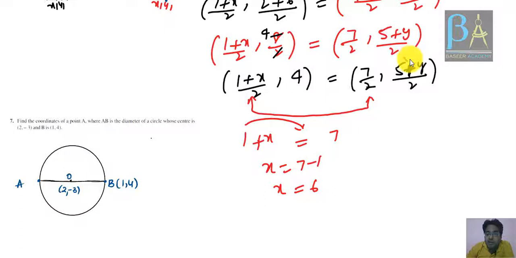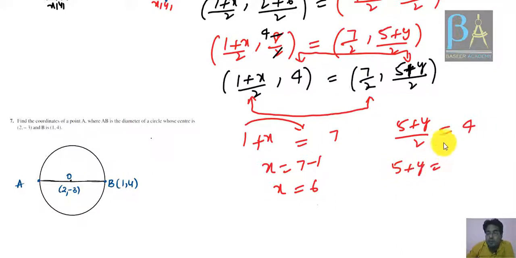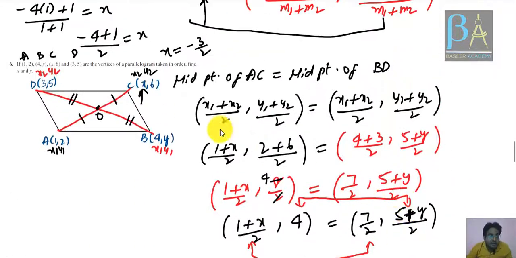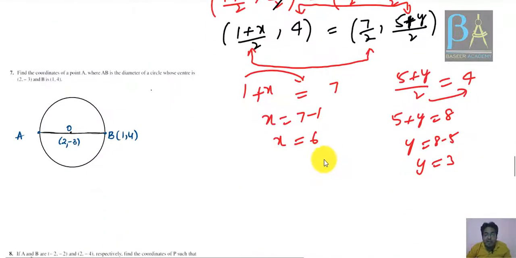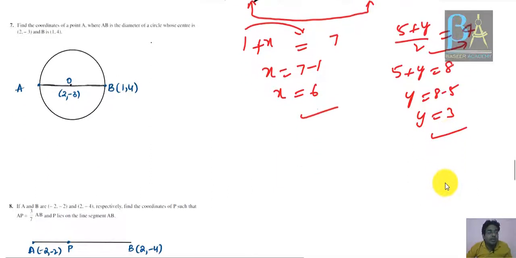Now to find out the value of y, let me compare the y coordinates. So (5 plus y) by 2 is equal to 4. 5 plus y is equal to 2 into 4, which is 8. y is going to be 8 minus 5, which is 3. Therefore, the value of x is 6 and the value of y is 3. Let's move on to the next question.